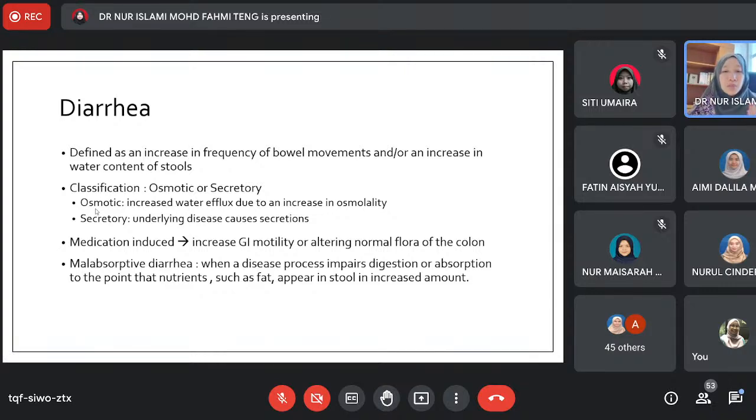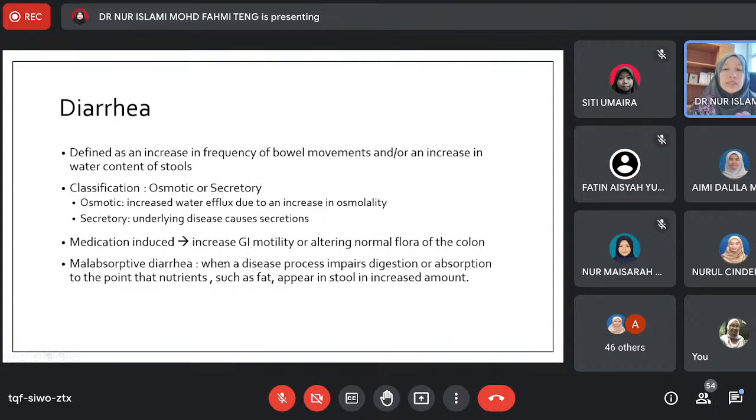For osmotic diarrhea, when the causative agent is removed, the diarrhea will stop. For those diagnosed with osmotic diarrhea, fasting can relieve this type of diarrhea. While secretory diarrhea cannot be stopped by fasting, because it is due to an underlying disease that causes the secretion. It also results from excessive fluid and electrolyte secretion into the intestine.